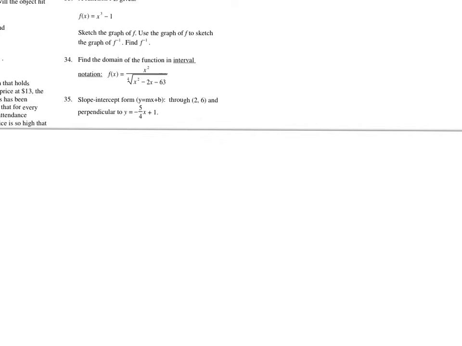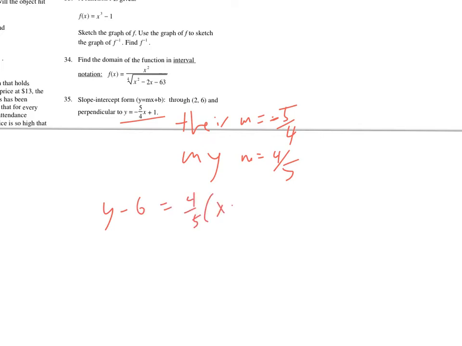All right, this one is asking for slope-intercept form, so y equals mx plus b, through that point and perpendicular to this line. And so I know for perpendicular, you always look at the slope here, and there m is negative 5 over 4, so my slope is going to be positive 4 over 5, the opposite reciprocal for perpendicular. I would just go ahead and set this up in point-slope form first, so y minus the y value equals m times x minus the x value. And then I would go ahead and distribute that in there since they want the mx plus b.